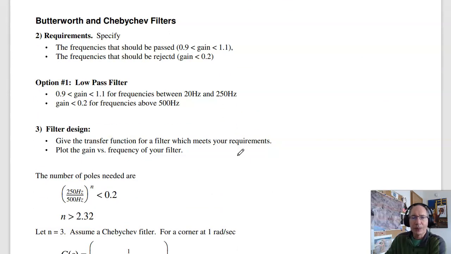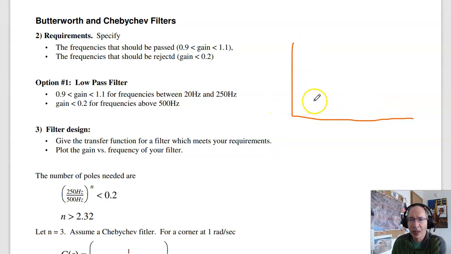Problem 2. This is you get to pick your own filter. The one I chose is I want to build a low-pass filter, basically a subwoofer. I want to pass frequencies out to 250 Hertz and reject frequencies above 500 Hertz.